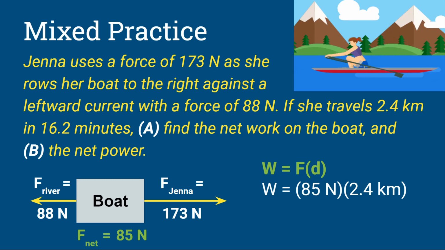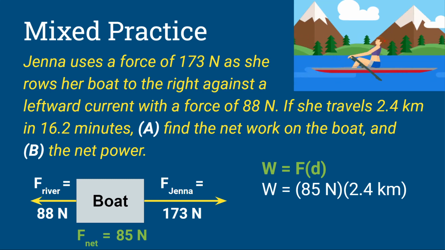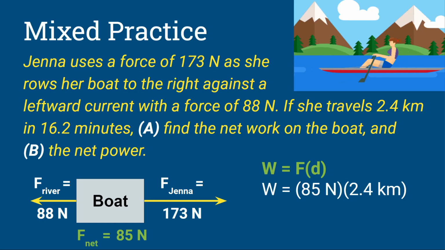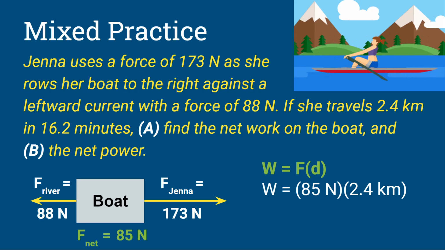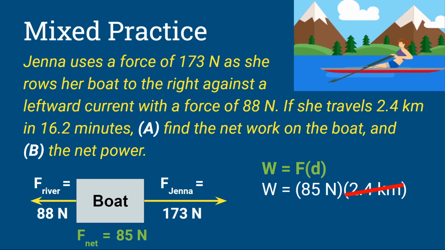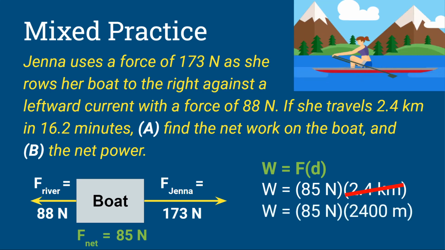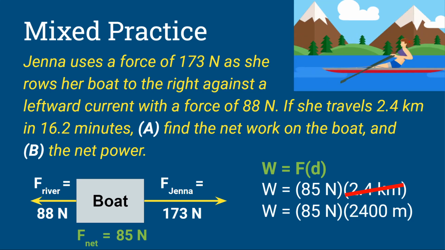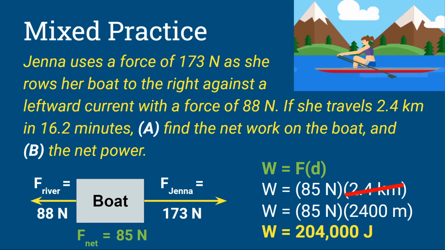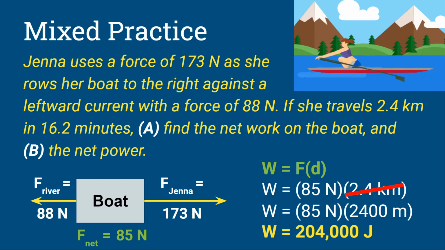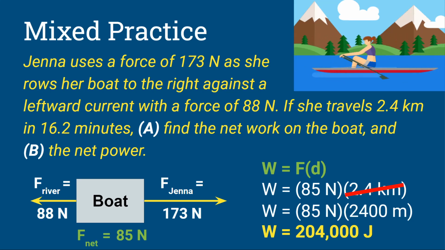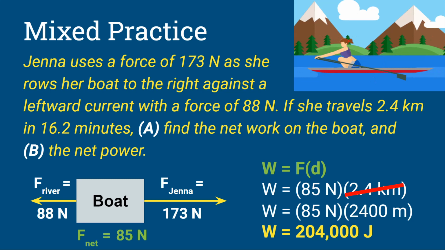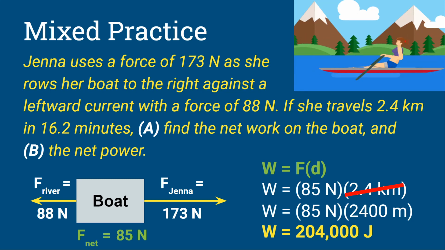Can't use kilometers. Okay, so you need to do that conversion. There are 1,000 meters in a kilometer, so 2.4 kilometers times 1,000 will give me 2,400 meters, and now you can multiply it. Okay, so check your units just in case, but 85 times 2,400 is 204,000 joules. So that's how much work she does, quite a bit, because she's going 2.4 kilometers. Okay, so that's the net work rather, on the boat, 204,000 joules.